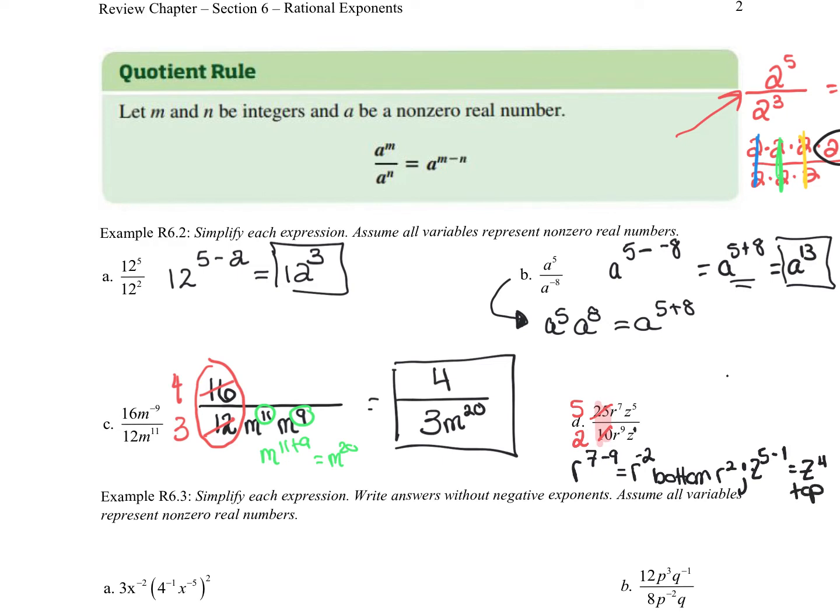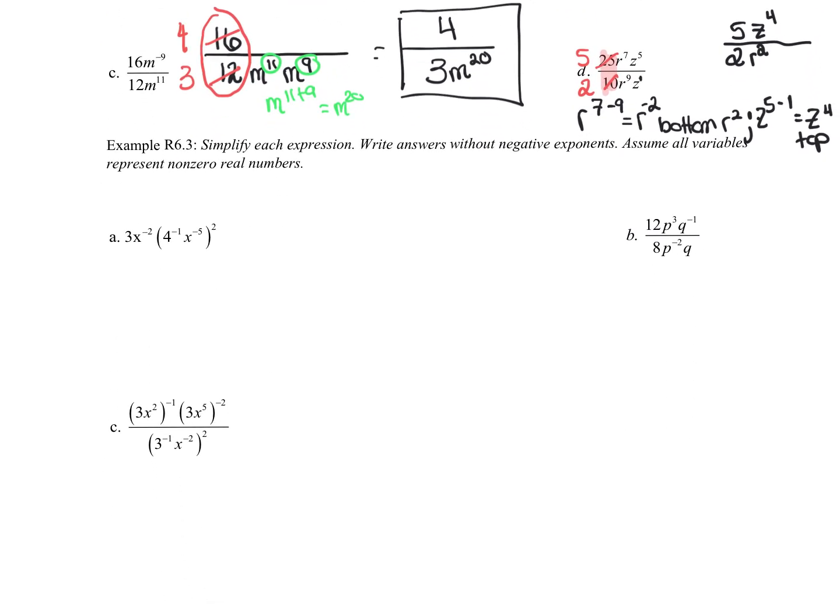So let's write it out. 5 on top, 2 on bottom. The r's go on the bottom. It's r squared on the bottom, and the z went to the top, z to the 4th. Okay, let's try some more. Let's try putting all of it together.